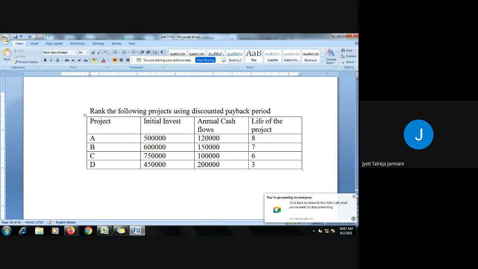Okay, to find the discounted payback period, we need the present value of cash flows. Because this is the annuity method, with annual cash flows and 4 projects A, B, C, and D, we have to find the discounted payback period for each project. So first we'll find the present value cash flows for project A.